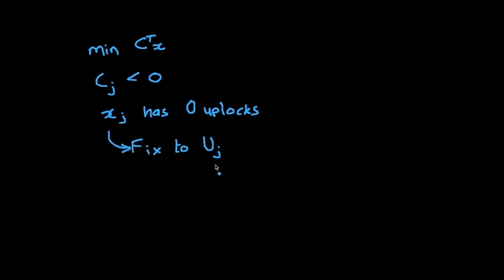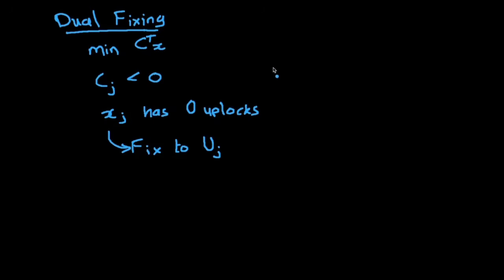If xj doesn't have any upper bound, then the problem itself is unbounded. So this part is fairly simple. This is called dual fixing. And obviously you can do similar things if the signs are flipped. For example, if the objective coefficient is positive and the variable has no down locks, then you will want to fix it to its lower bound.